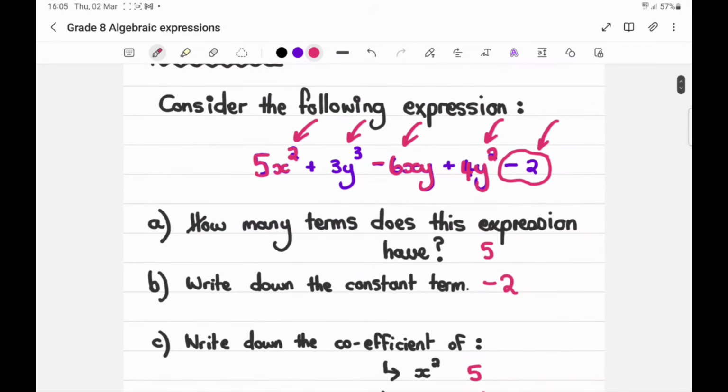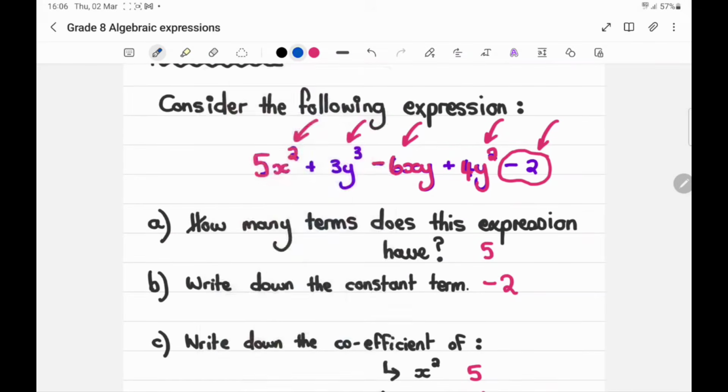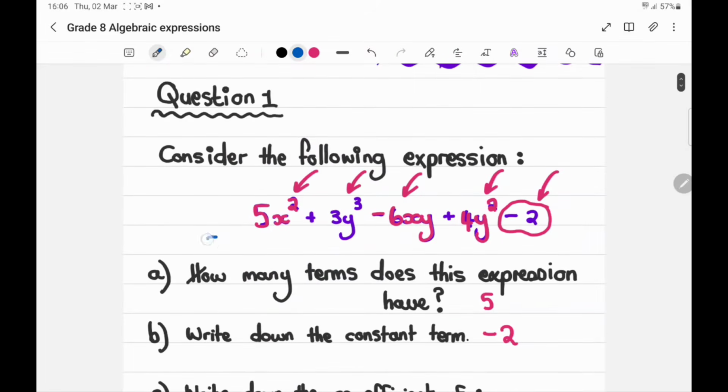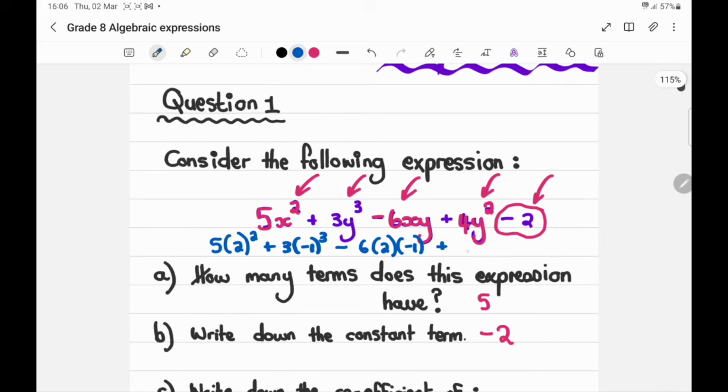Okay, then they say to determine the value of the expression if x is 2 and y is -1. So I'm going to try and squish it in here. Let's try another color. So x was 2 and y was -1. So 5 times 2 squared plus 3 times -1 to the power 3 minus 6 times 2 times -1 plus 4, and the y was a -1 squared minus 2.